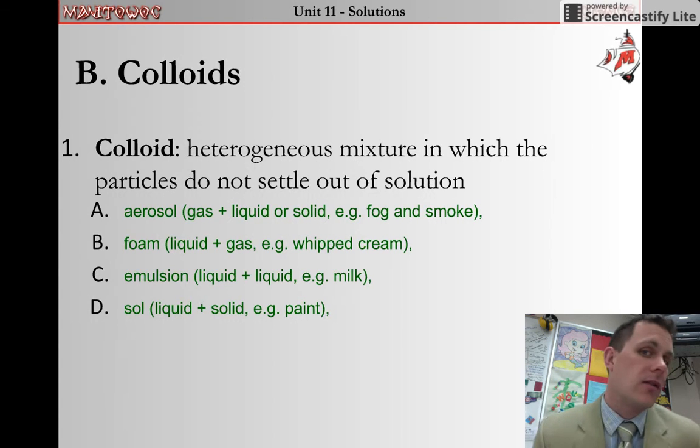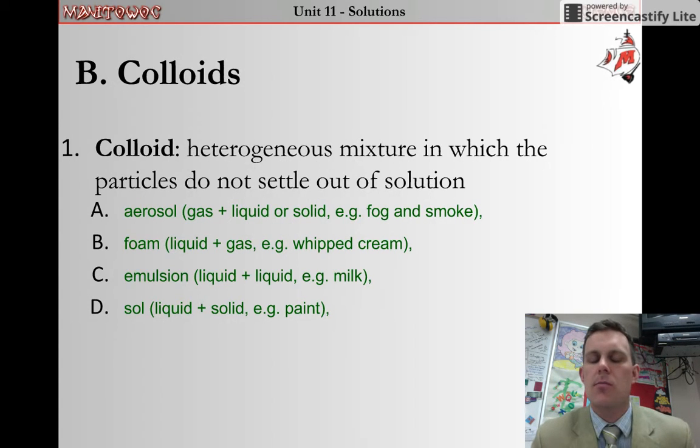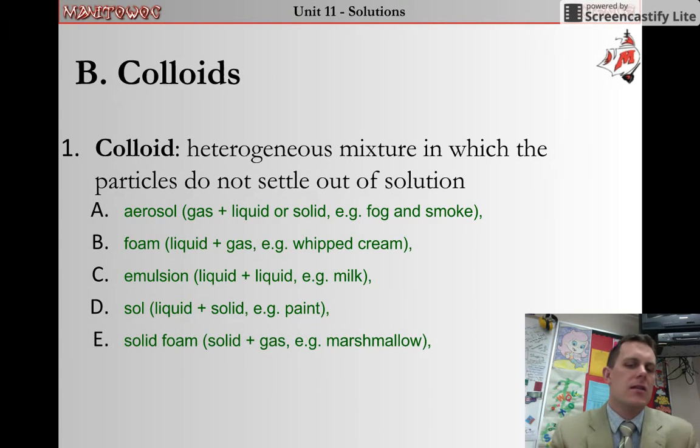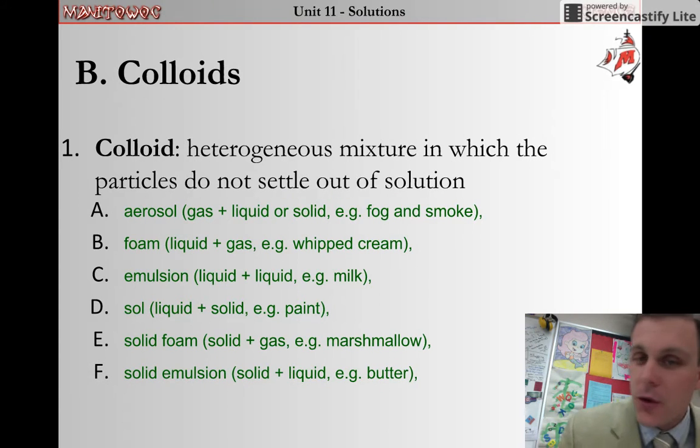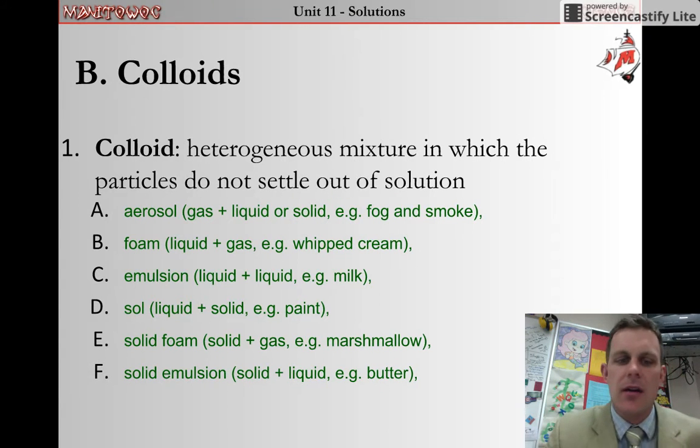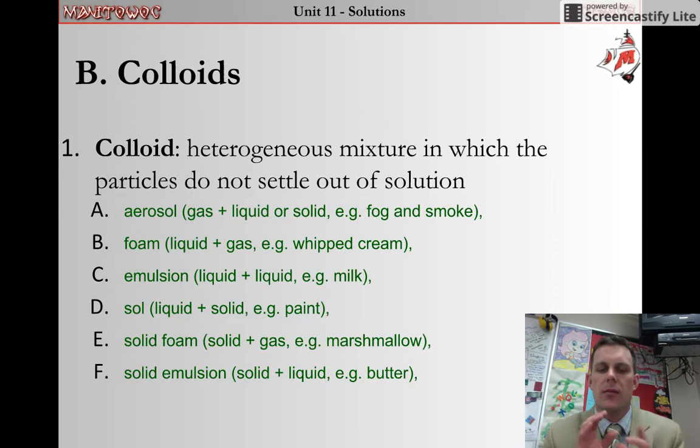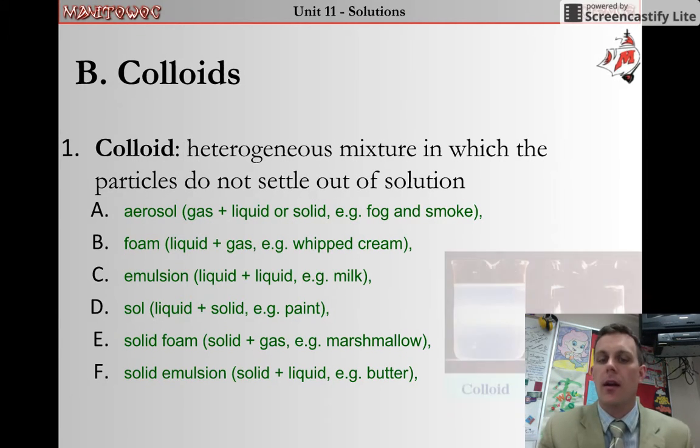And paint is actually a really good example of this because paint is a mixture of a liquid material plus solid particles. So total dissolved solids, TDS, will be a number that's often mentioned on the side of paint cans. Solid foam, like a marshmallow, delicious. A solid emulsion, like butter, a solid and a liquid are joined together by the aid of an emulsifier that brings them together in perfect harmony, and you can spread it on your toast.